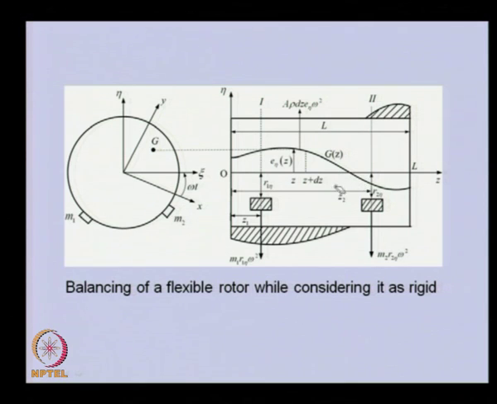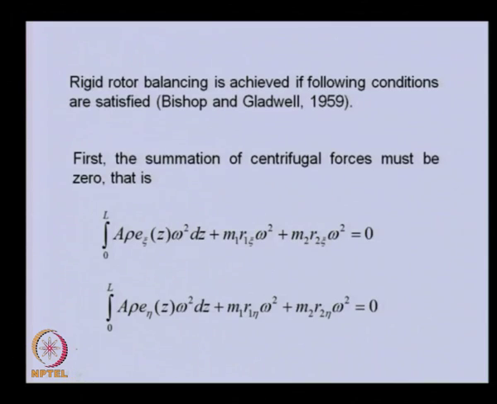Now if we want to balance this, what are the conditions we need to satisfy? Let us say for the rigid rotor case. In this case, we take the summation of centrifugal forces due to the variation of the eccentricity of the rotor itself. This is the mass per unit length; if we multiply it by z, that will be the mass of a slice of the rotor, and because this is the eccentricity, that is the total unbalance. If we multiply by omega square, that will be the centrifugal force. This we are integrating over the whole length of the shaft.